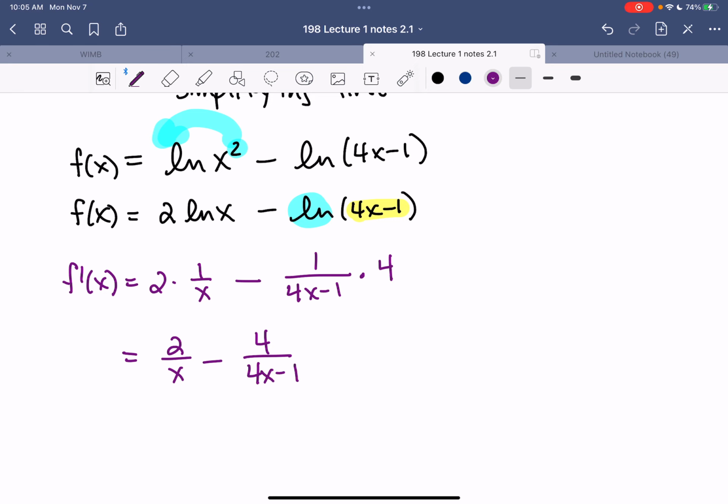The 2 4's do not cancel because it's not common in all 3 places. Remember the negative 1 there, the minus 1 is connected to the 4x. So that's my answer. Okay.